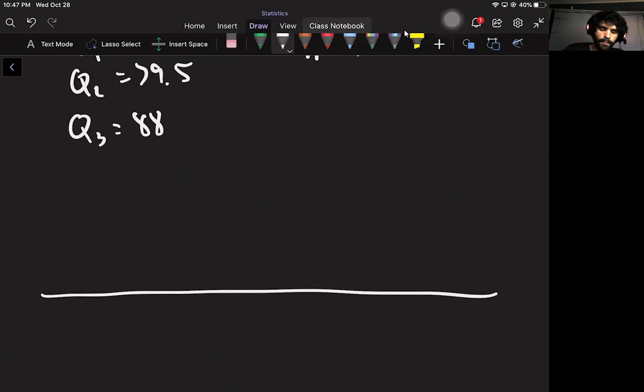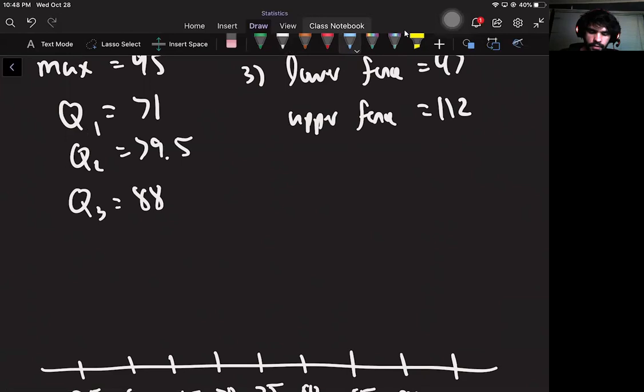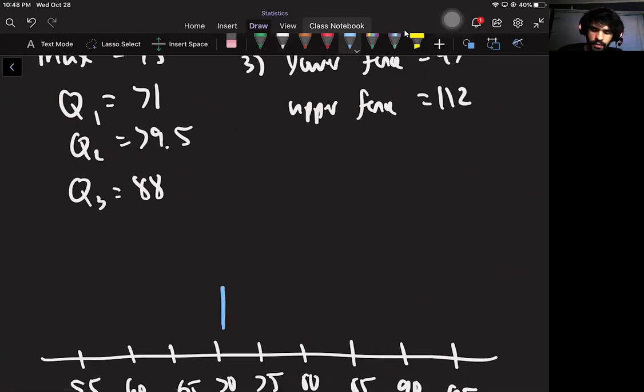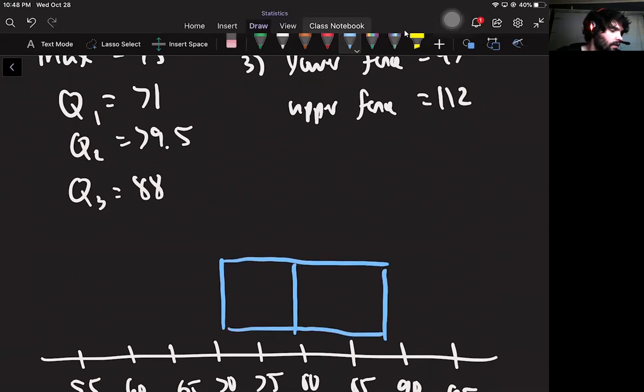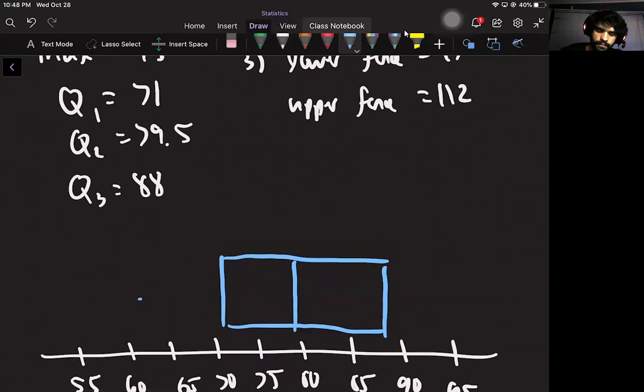Okay, so this time I went from 55 and I counted by fives. So 60, 65, 70, 75, 80, 85, 90 to 95. Okay, so I draw vertical lines at the quartiles. So let's see, 71, just sort of estimate your best, 79.5, and 88. That turns into a box. So now I go to the lowest point still within the data. Well, that's just going to be 62.